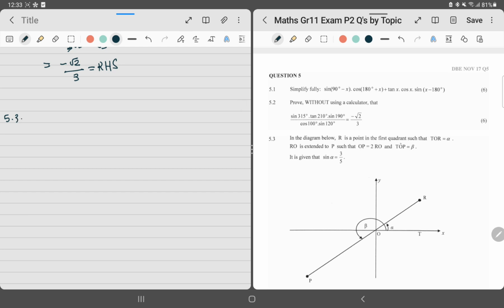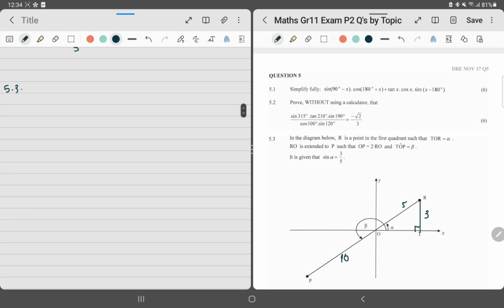5.3. In the diagram below, R is a point in the first quadrant such that TOR is alpha, RO is extended to P such that OP is equal to 2RO and TOP is equal to beta. It is given that sine of alpha is equal to 3 over 5. So this should be 3 over 5. And since we know that OP should be equal to 2 times RO, that is going to be a 10. That was given there.